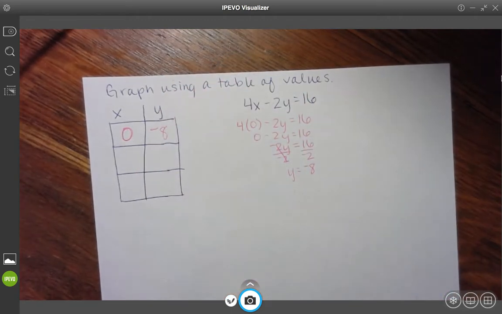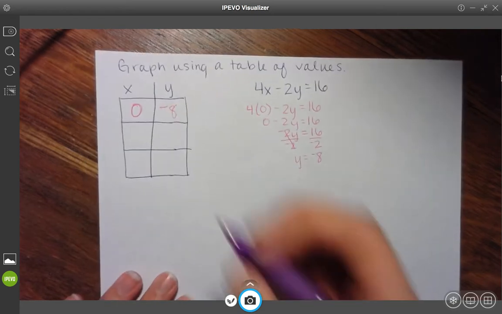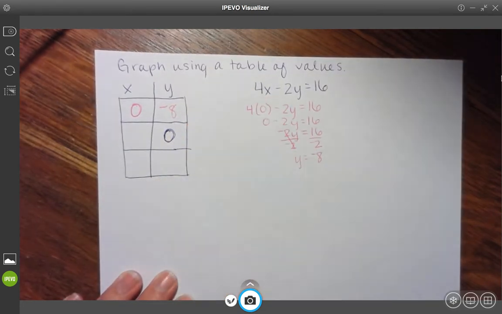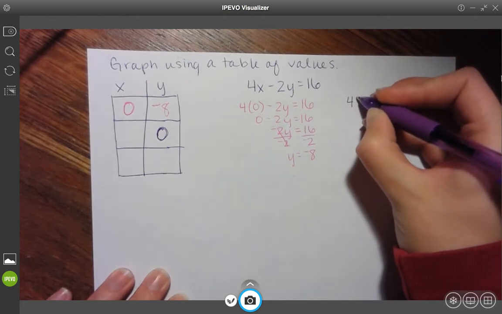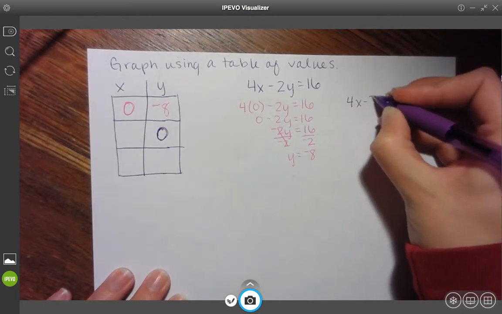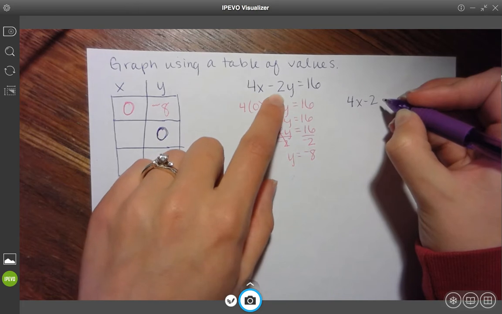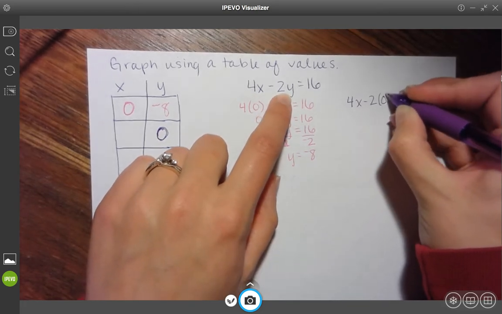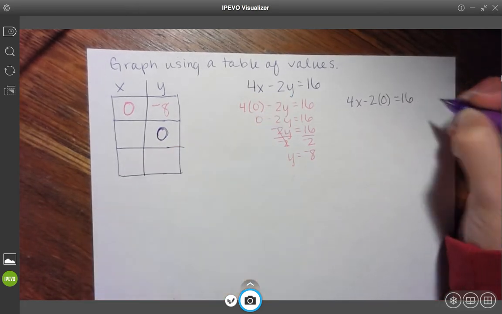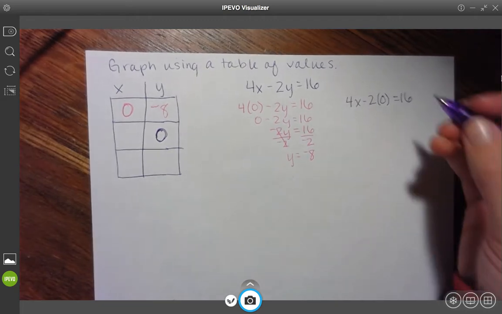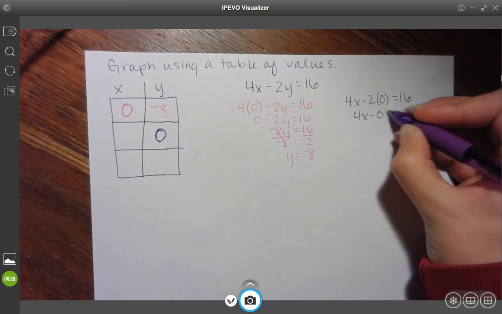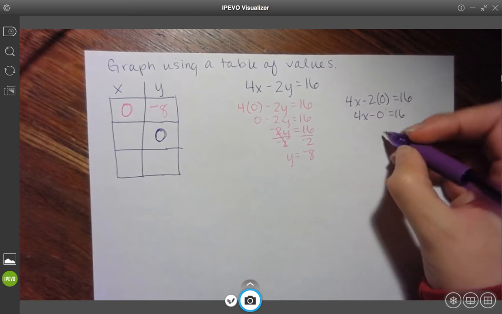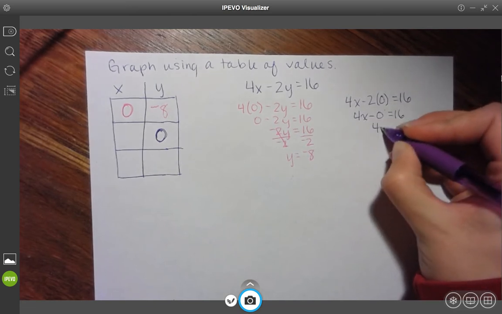All right. Second number I suggest you put in is 0 for y. So I put 0 in for y. Okay, so I'm just doing 4x minus 2, put 0 in for y, equals 16. And now I solve for x. So now I have 4x minus, well, 2 times 0 is 0. 4x minus 0 is 4x.